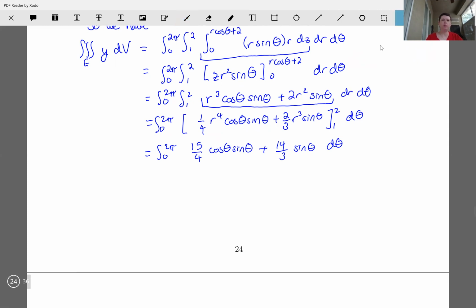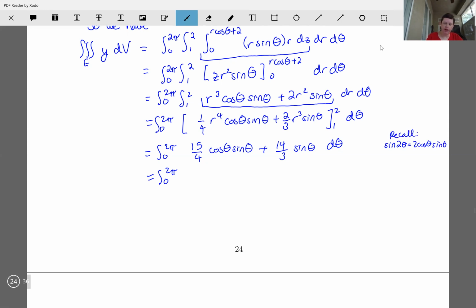So there are a couple ways to do this. I could think about a u substitution to do the first half of the integral. Alternately, an easy way to do this is to rewrite this. We know that sine of 2 theta is 2 cosine theta sine theta.